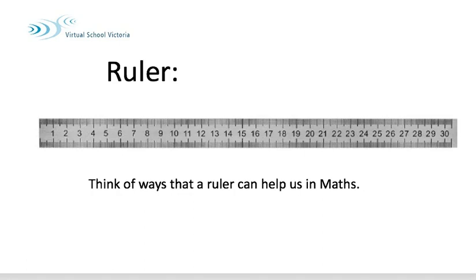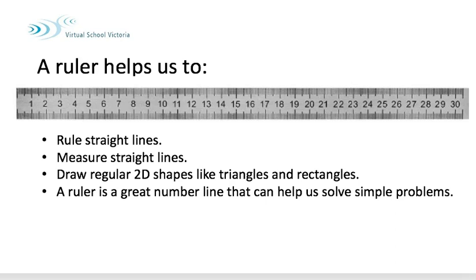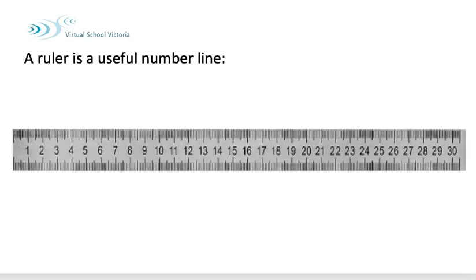A ruler is a great mathematical tool. Lots of ways we can use a ruler: to rule straight lines, to measure lines, to measure height, length and width, and to draw shapes. And let's see how you can use a ruler as a number line. For example, when I was at school, I was not that crash hot at adding like 9s and 8s, but when you learn to use a number line, you actually see how easy it is.